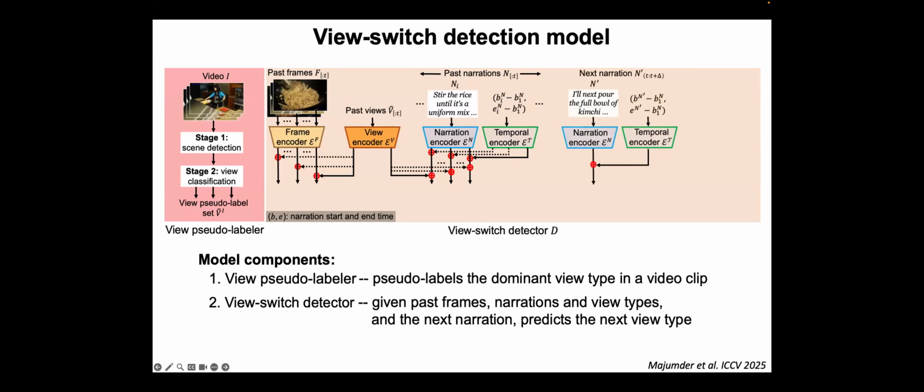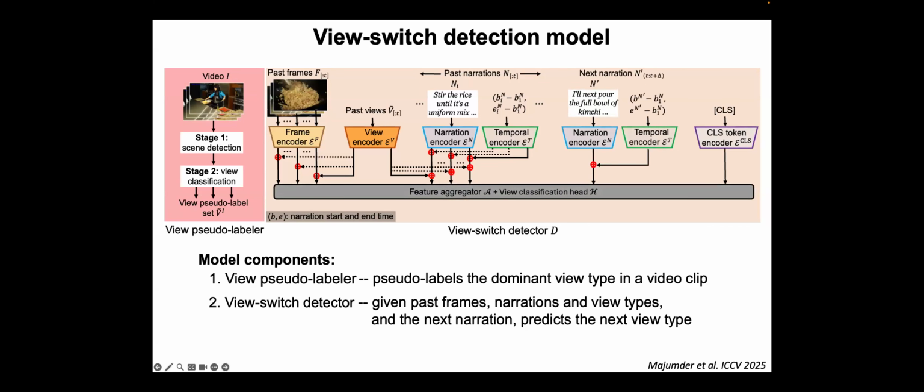Next, it takes a learned CLS token and encodes it with a CLS token encoder. It then aggregates all these features using a transformer-based feature aggregator. Finally, it takes the transformer output that corresponds to the CLS token and passes it through a classification head to get an estimate of the next view type. We train this model using a cross entropy loss between the predicted next view and the next view pseudo label from our pseudo labeler.